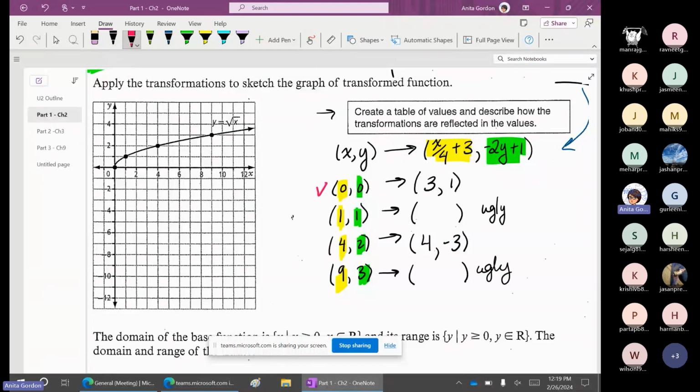I have 2 points that I know for sure. 0, 0 gets mapped to 3, 1, right there. And 4, 2 gets mapped to 4, -3, right there.